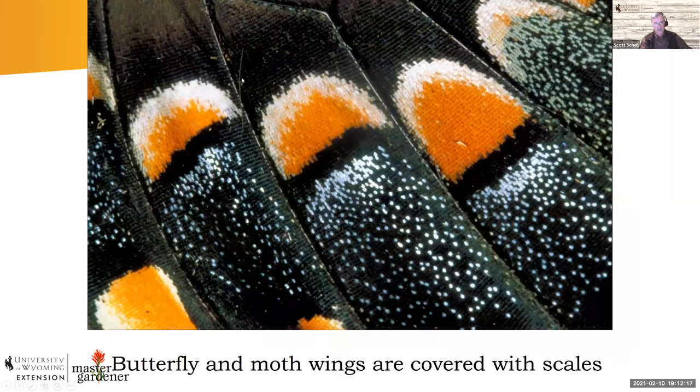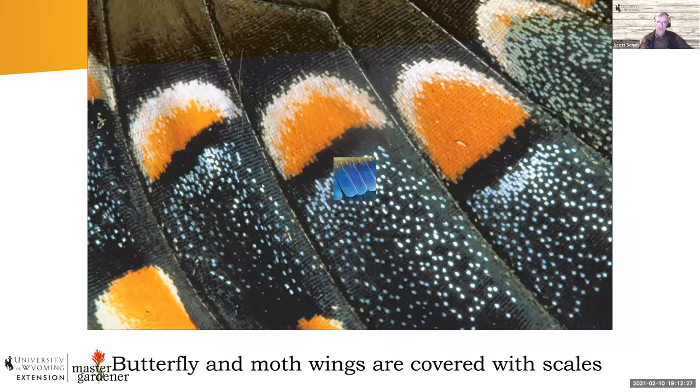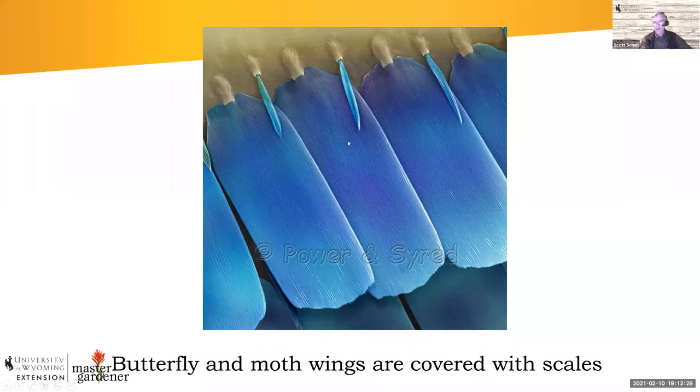So again, there's scales on their wings. If you've ever handled a butterfly or a moth, you'll have that dust come off in your hand. Those are the scales. That's what it looks like in an electron micrograph, like little plates.